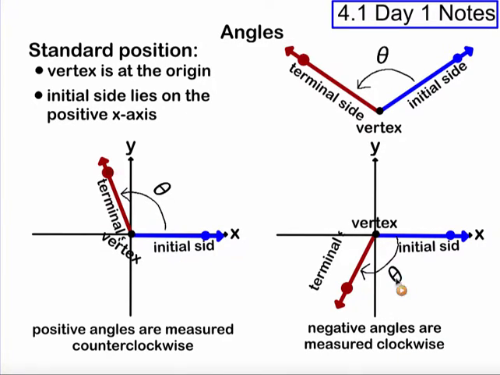On the other hand, negative angles are the opposite. They also start from that blue initial side, but instead of going up and counterclockwise, negative angles go down and clockwise. So this example on the left is a positive angle. This example on the right is a negative angle.